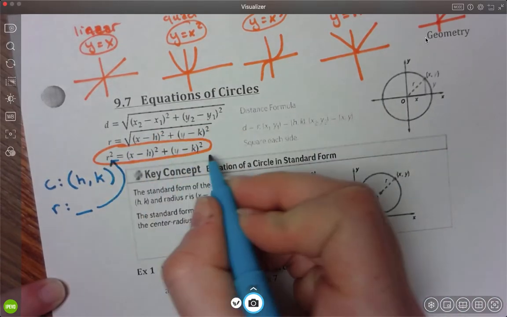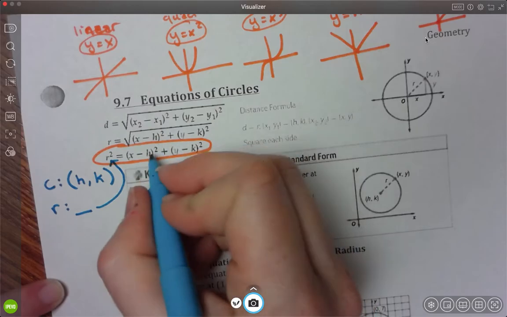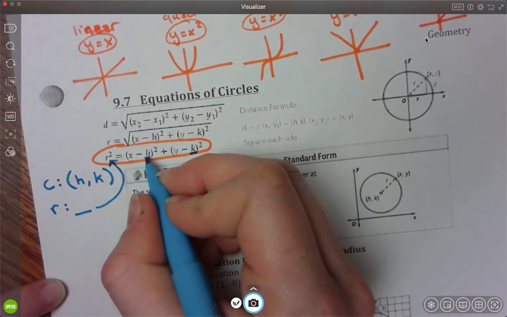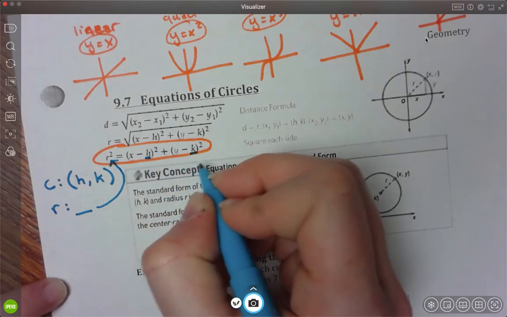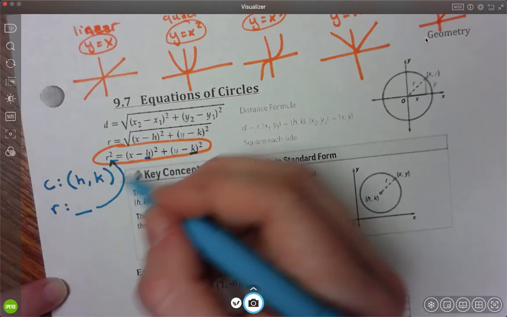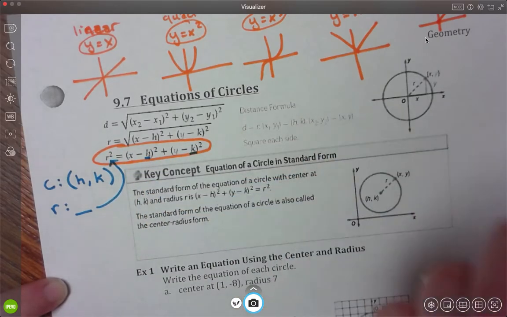So writing this equation, if you know what h and k are, you plop those numbers in there. You'll have x minus some number squared plus y minus some number squared equals whatever the radius squared is. These two things are embedded into the equation, and then you're done.